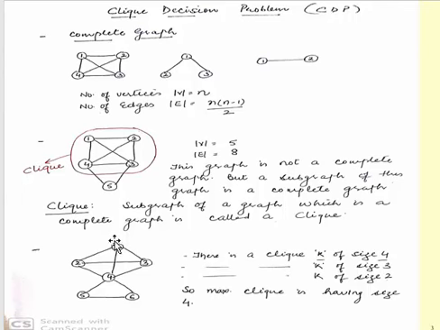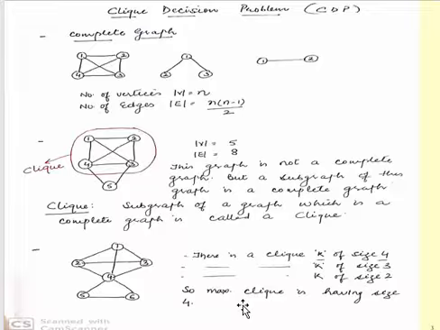What was a clique? Suppose this graph is given to you. We need to find out whether there is any subgraph of this graph that is complete. Yes, like this: 1, 2, 3, 4. This is a subgraph of this graph, and it is a complete graph. Complete means every node is connected to every other node. So this graph has a clique of size 4.